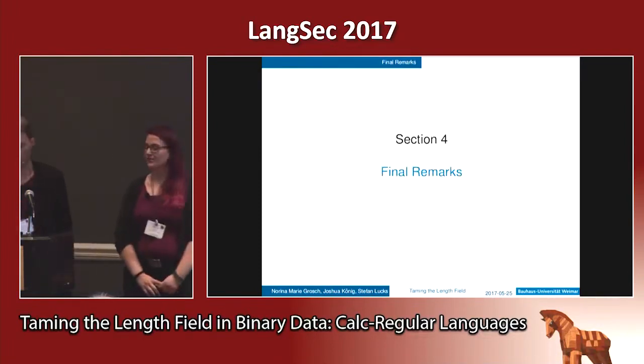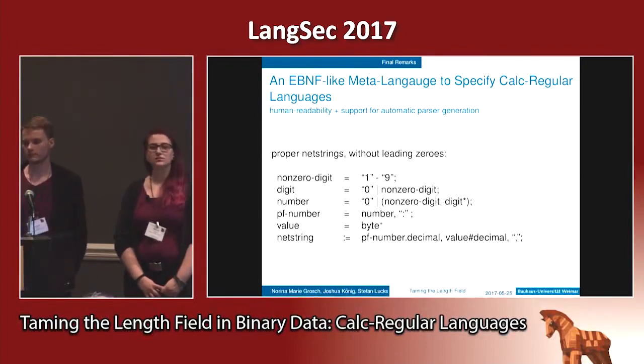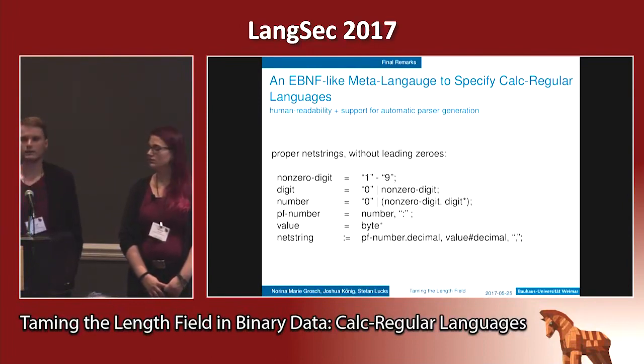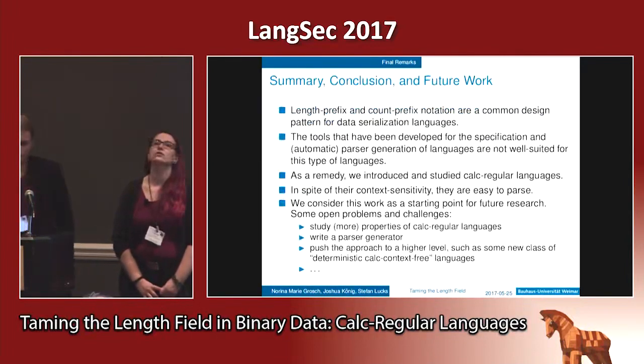Okay, some final remarks. In addition, we introduced a kind of extended Backus-Naur form like meta-language, which has some commonly used expressions from regular expressions like ranges and brackets and Kleene stars and such on for human readability and parser generation. And then I'll wrap things up.